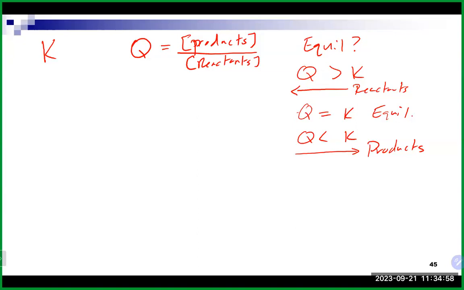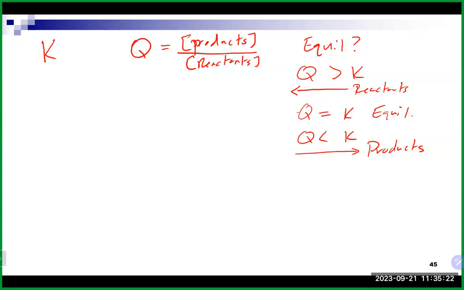As well, the only way to calculate Q is if you are given the concentrations of everybody so that you could plug it in. So that would limit your ability to calculate Q if you are not given the initial concentrations of everybody. The second place where we could see Q come into play is when we do equilibrium calculations and equilibrium problems.